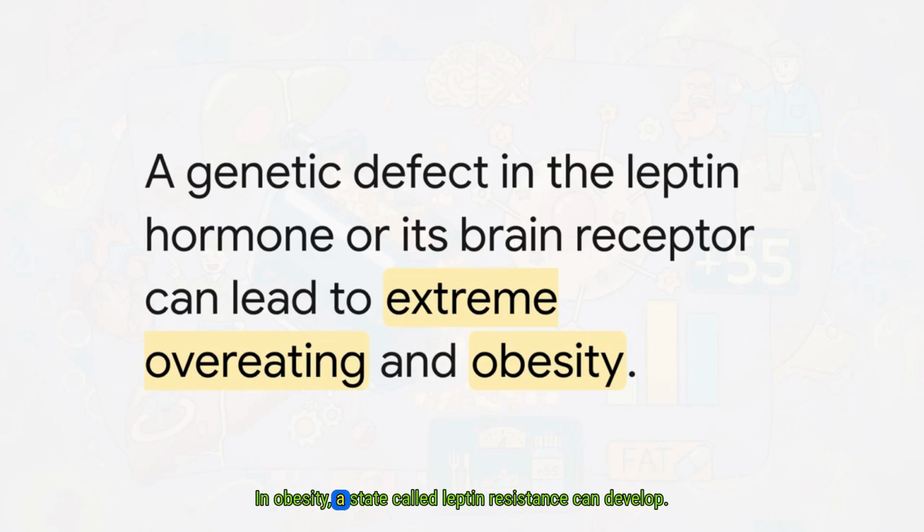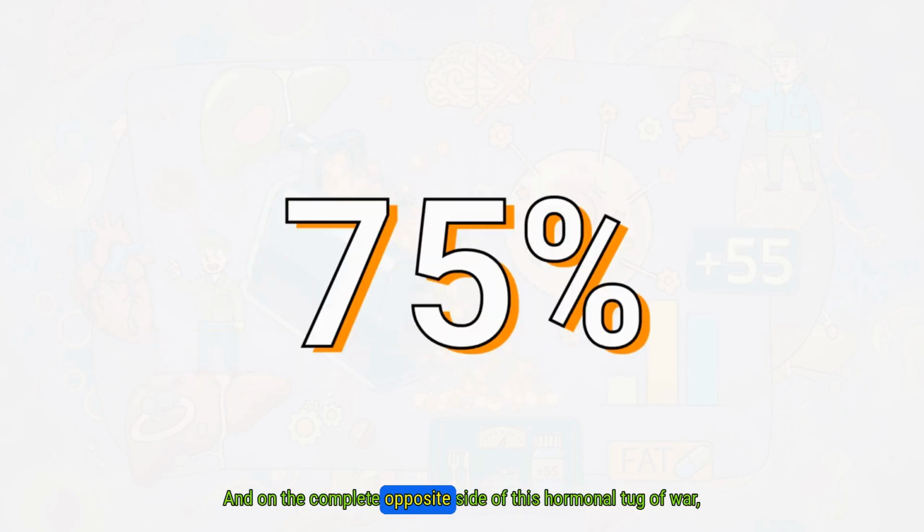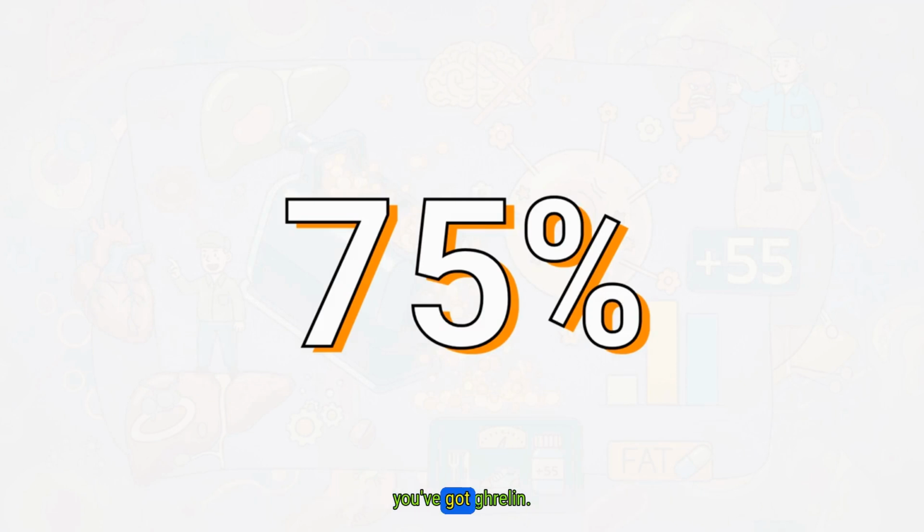In obesity, a state called leptin resistance can develop. The "I'm full" text messages are still being sent loud and clear, but it's like the brain's phone is on silent, or the receiver's just broken. The brain never gets the signal, so it thinks the body is starving, which just keeps driving that feeling of hunger. And on the complete opposite side of this hormonal tug-of-war, you've got ghrelin.